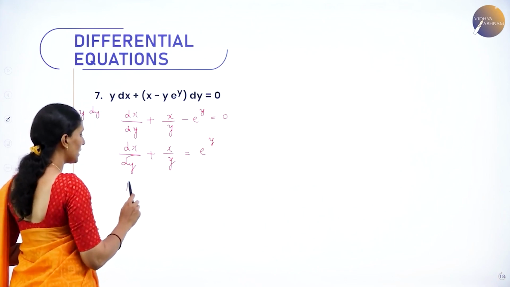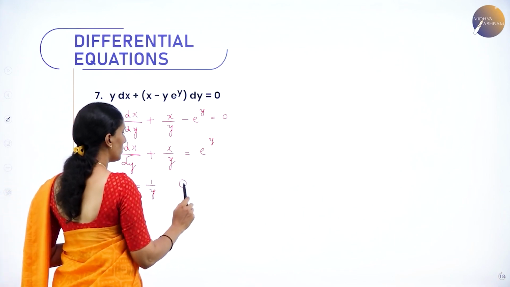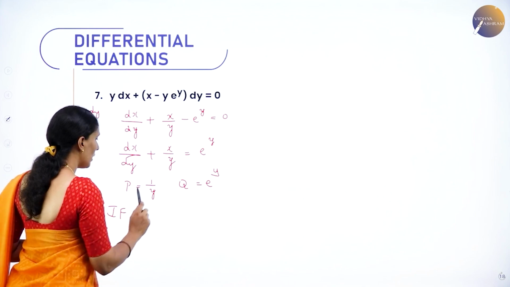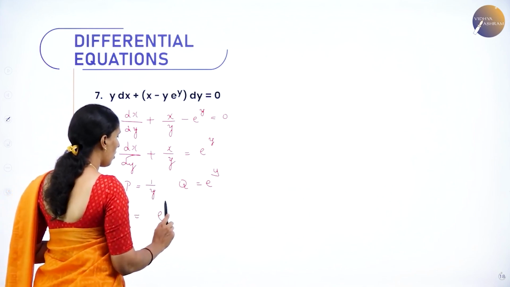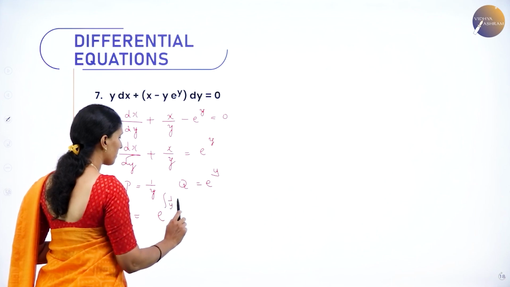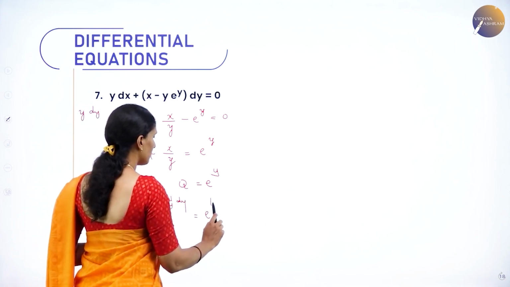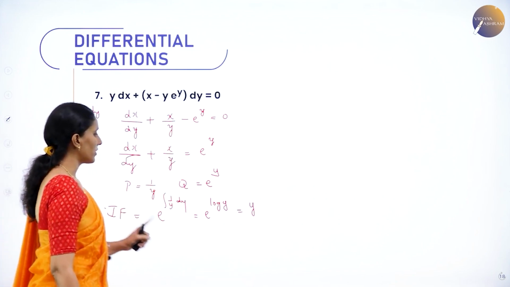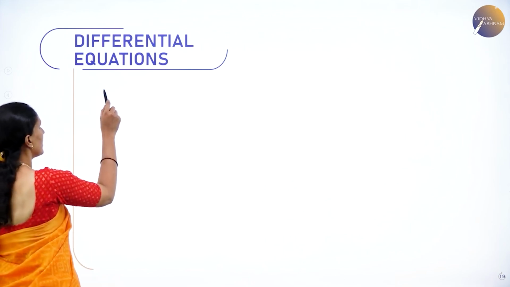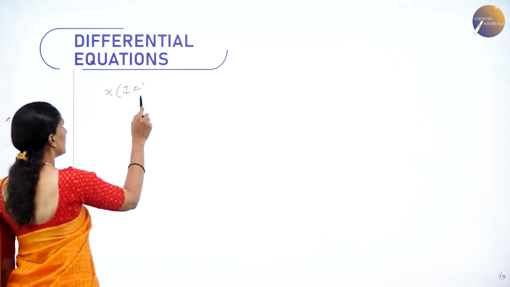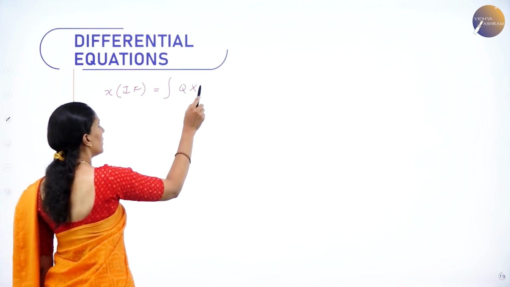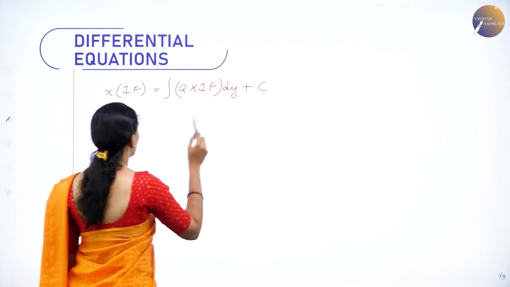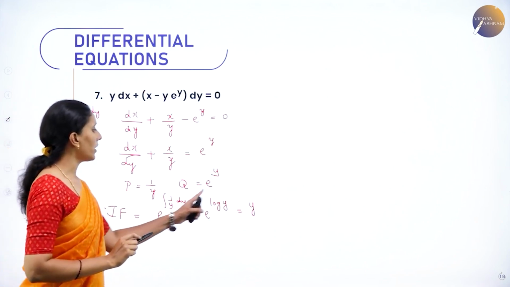Now again this is of the second type, that is dx by dy. So what is p here? It is 1 by y. What is q here? It is e to the power y. And the integral factor for 1 by y becomes e to the power log y, which can be written as y. So my integral factor is y now. The solution is x into integral factor is equal to integral of q into integral factor with respect to dy plus c.